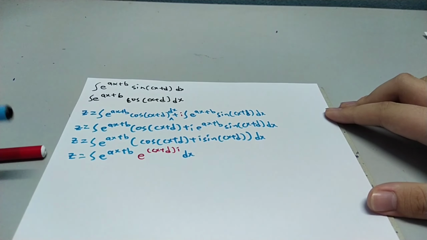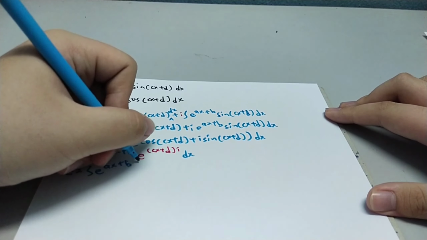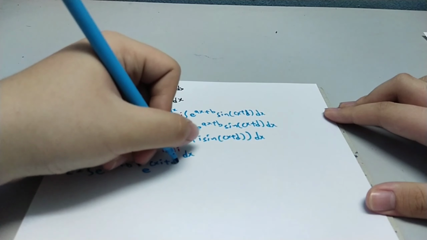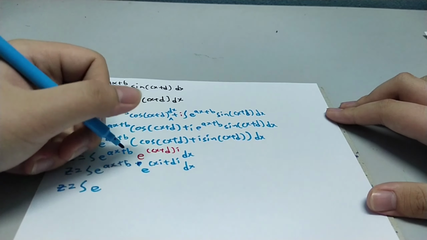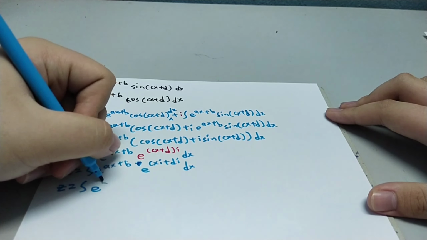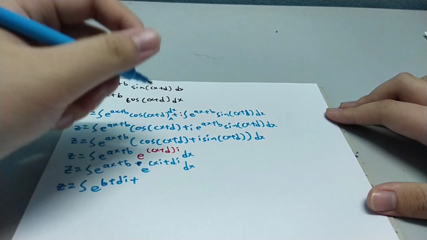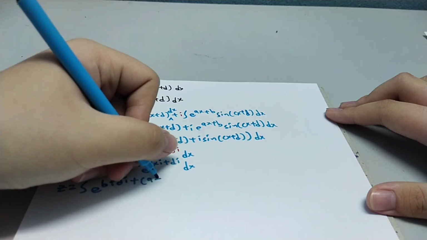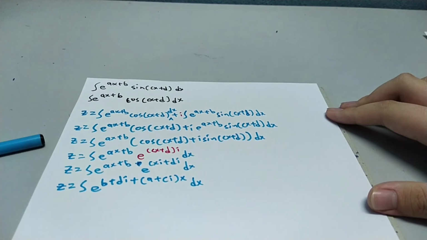Then z is equal to the integral of e to the power of ax plus b times e to the power of cxi plus di, dx. Then z is equal to the integral of e to the power of ax plus b plus di plus cxi. We can factorize the x out, which gives a plus ci times x, dx. And then this thing is very easy to solve.